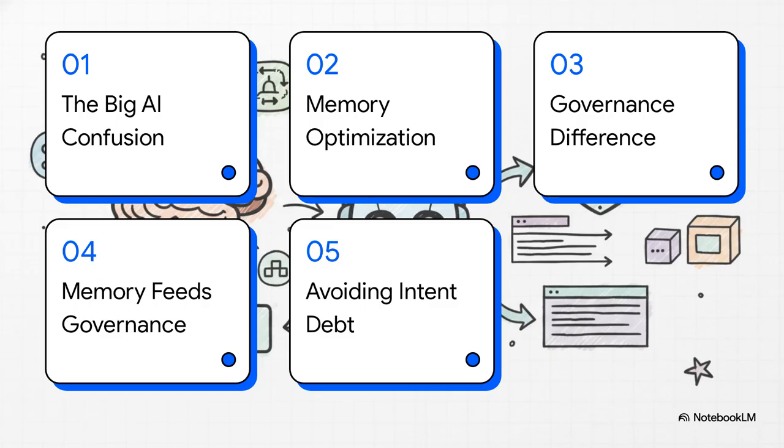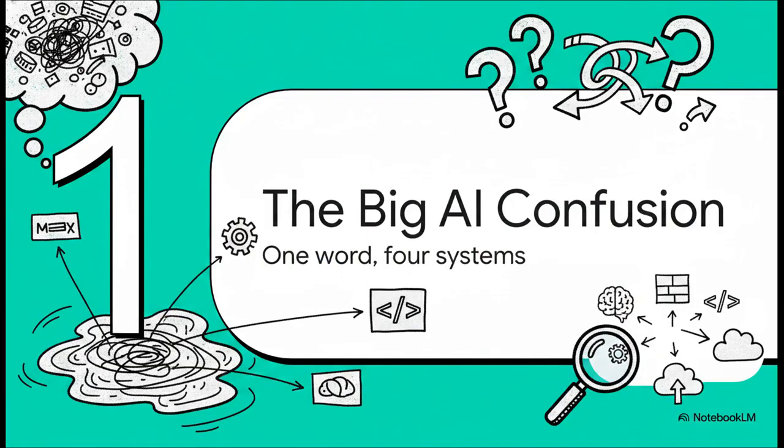Okay, let's dive into this. First, we're going to cover the big AI confusion. Then, what memory actually optimizes. Third, the governance difference. Fourth, memory feeds governance. And we'll wrap up with avoiding intent debt. All right, section 1, the big AI confusion.